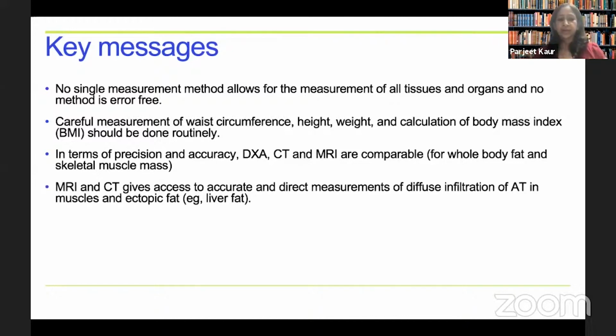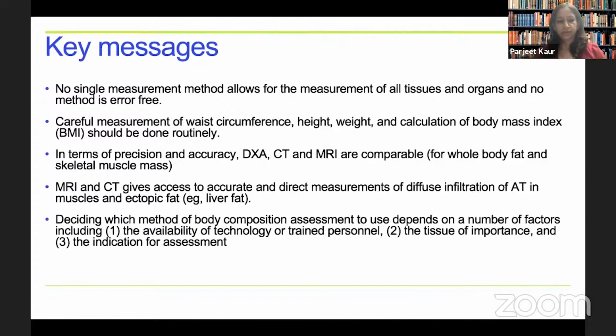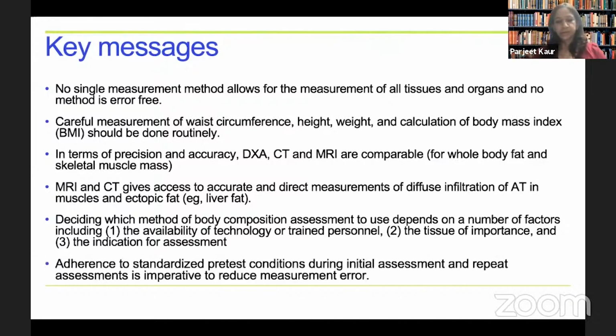MRI and CT give access to accurate and direct measurement of diffuse infiltration of adipose tissue in the muscles and ectopic fat. So they are good for finding out the visceral and the ectopic fat. Deciding which method to be used depends upon the availability, the tissue of importance, and the indication of assessment. So if you want to diagnose a condition, use a method with greater accuracy like DEXA, CT, and MRI. However, if you just want to follow up a patient for an improvement or anything, then you can use a BIA method as well. And adherence to the standardized pre-test condition is a must, and repeat assessments are imperative to reduce the measurement errors.